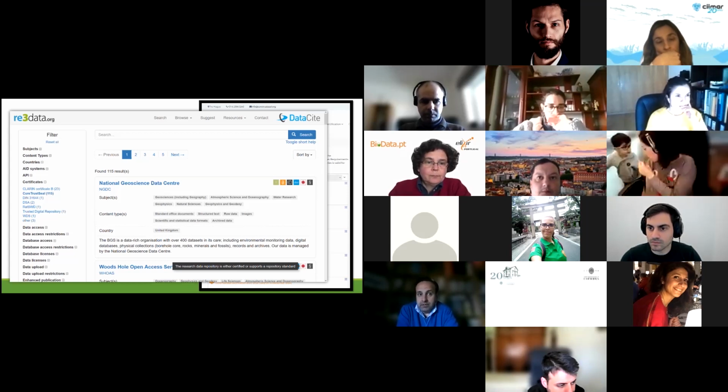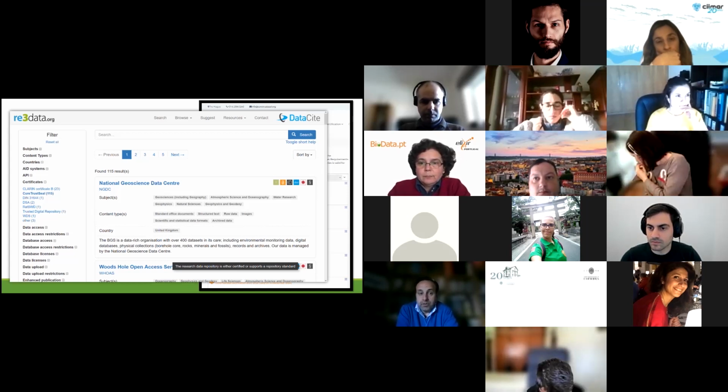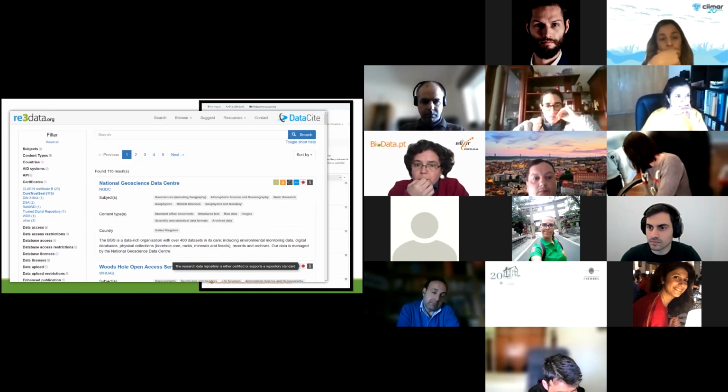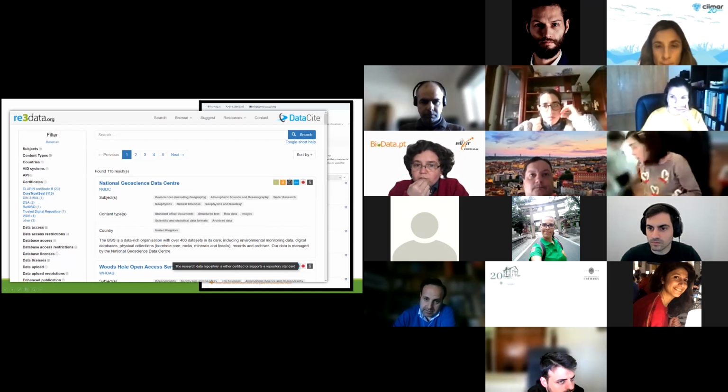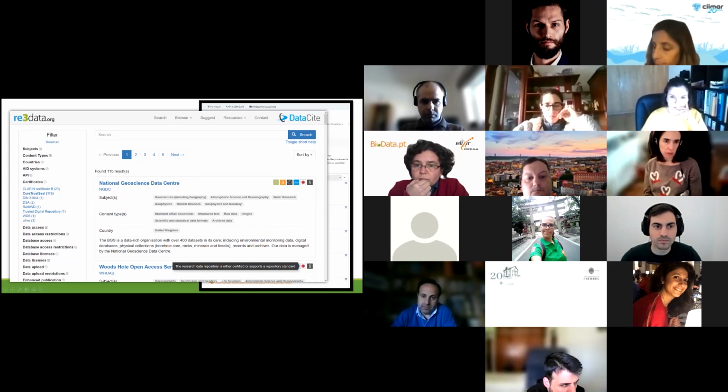In re3data, and a bit also in FAIRsharing, this information is quite well presented, but better in re3data because they have a specific field to represent it. And the user can see this icon of the seal, which if it is red, represents whether the research data repository has a certification or not.